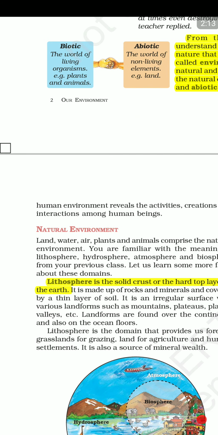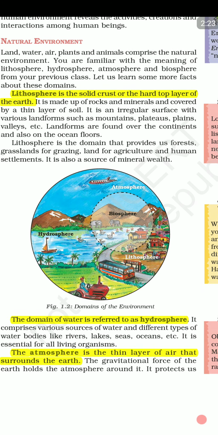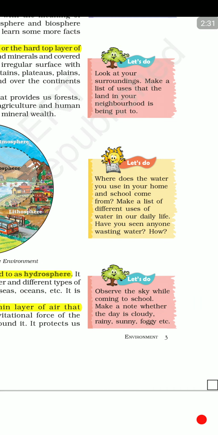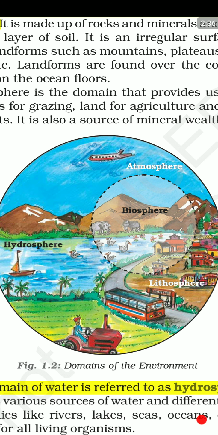Now, the natural environment, as we have already said: land, water, air, plants, and animals comprise the natural environment. Lithosphere is the solid crust. Atmosphere is the thin layer. Hydrosphere is the water. Importantly, this is the diagram you must make when you give any examination. The biosphere is the region which comprises all these, the lithosphere, hydrosphere, atmosphere, where life is sustained.